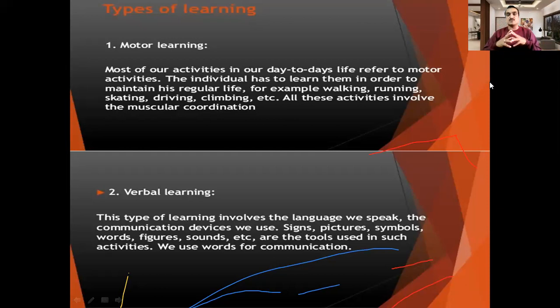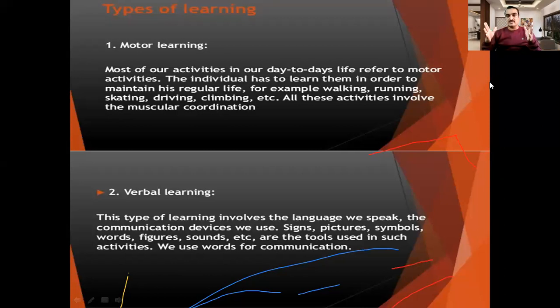The second type of learning is verbal learning. They are very clear and very simple. As per the terminology, we are going to learn about those elements in a sequential form. So the second one, as I told, is verbal learning. As the name itself indicates, it is a type of learning which usually involves the language we speak and the communication devices we usually use.